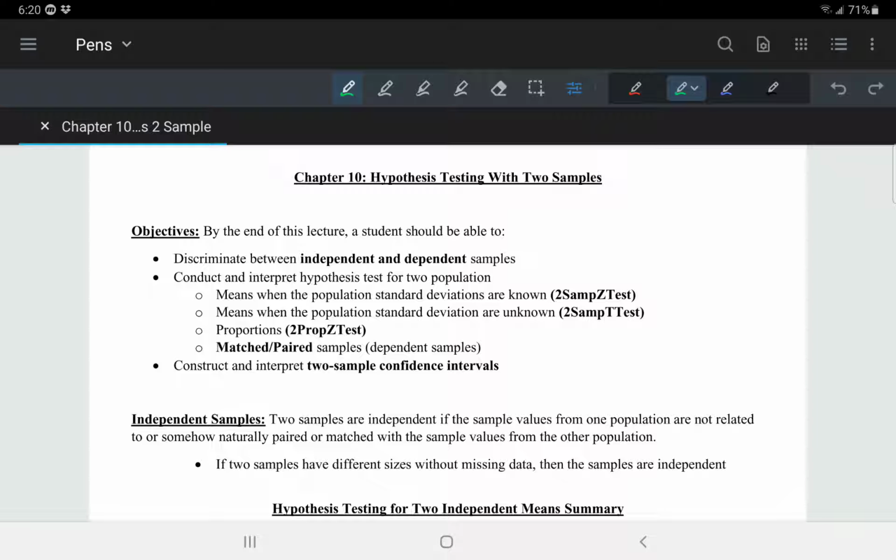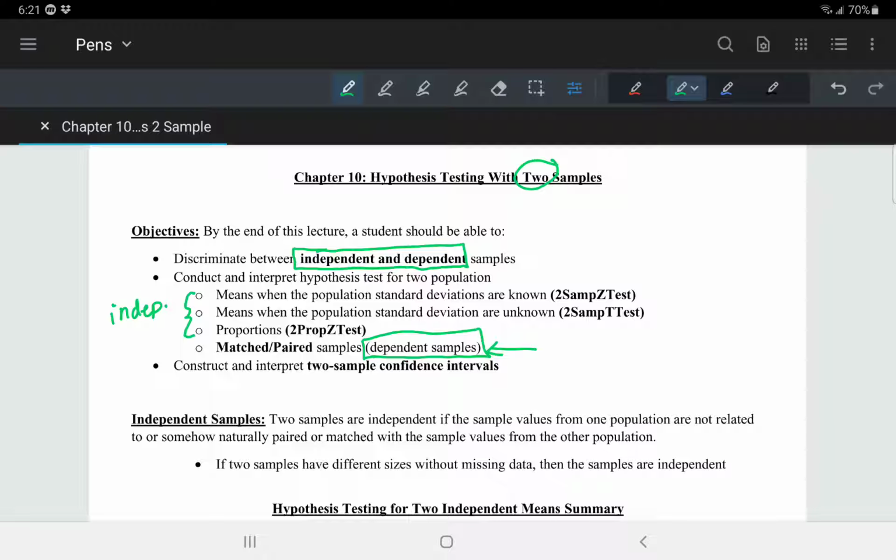In Chapter 10, we'll talk about hypothesis testing, this time with 2 samples. So by the end of this lecture, our students should be able to discriminate between independent and dependent samples. This will determine the types of tests that we do. These top 3 here will be used when we have independent samples, and the matched pairs test will occur when we have dependent samples.